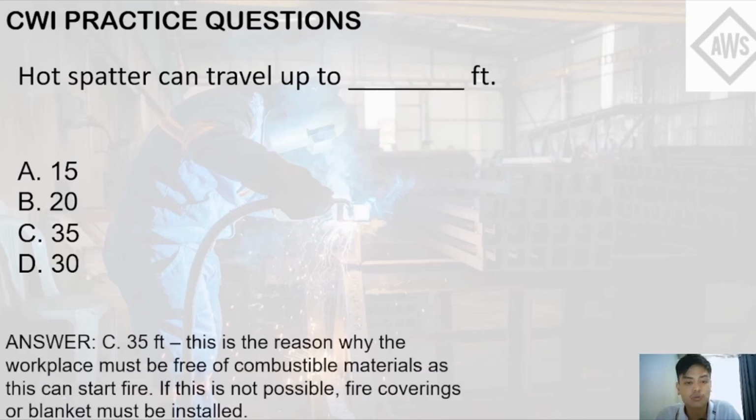This is the reason why the workplace must be free of combustible materials, as hot spatter is still very flammable and combustible, and it can kickstart a fire if it comes in contact with combustible materials like wood, paper, etc. If this is not possible, you have to provide fire blankets or fireproof coverings for the possible combustible materials that can be ignited by hot spatter.